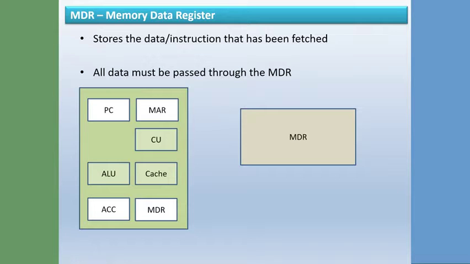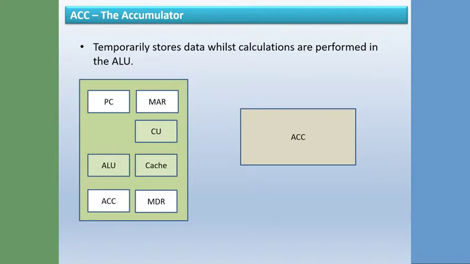The memory data register, that stores data and instructions that have been fetched from memory. So any data that is passed back or to the memory gets stored in the memory data register. Think of it just like a temporary location, just for the next snippet of data to carry out the next instruction. The accumulator, this is a storage location where we store the data and results from calculations. So calculations obviously are carried out in the ALU. The accumulator holds the values that will be processed in the ALU and the results of those calculations.